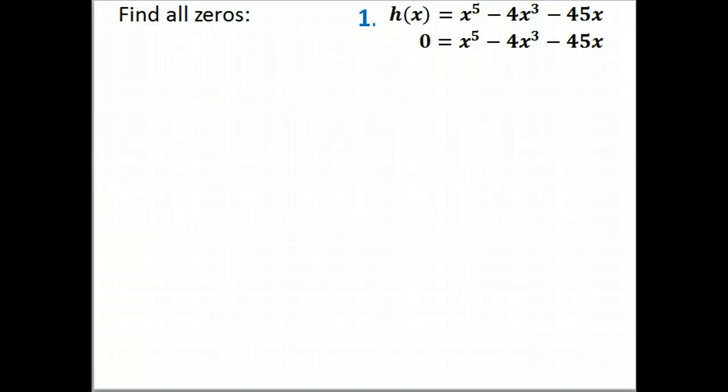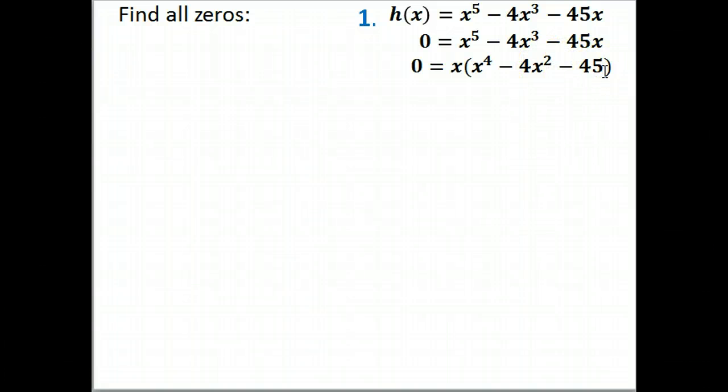Okay, so now I'm going to determine, are there any common factors? Is there anything that all three of these share in common that I can maybe factor out of them? And let's see, 1, -4, -45, that doesn't help very much, but I do notice that all three of them have an x. So I'm going to factor out an x now. Alright, now that I've got the x out of there, I look at this one and say, okay, I've got x to the fourth minus 4x squared minus 45.